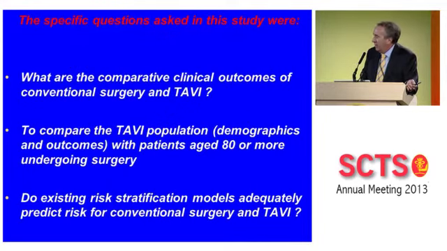We also tried to think of some way of comparing the groups, and people who understand statistics more than me felt that things like propensity analyses were not valid. And so we took a very simple concept of just looking at patients who are over the age of 80 having conventional surgery. And then we also looked at existing risk stratification models in their ability to predict risk for surgery and TAVI.